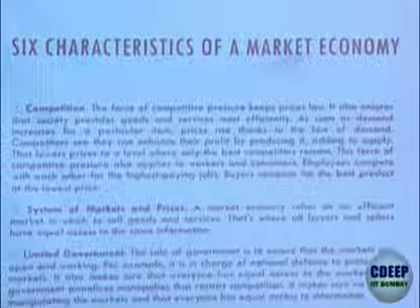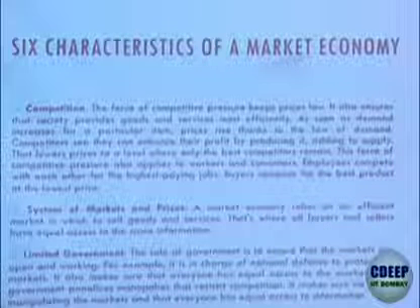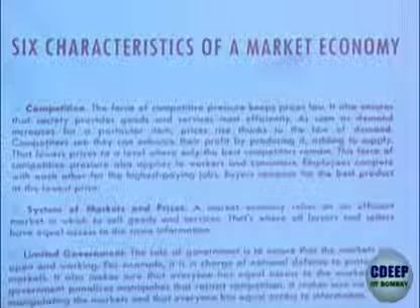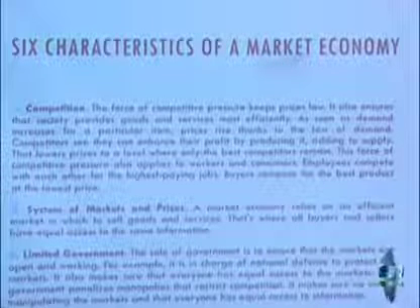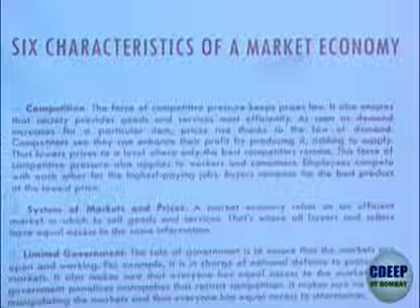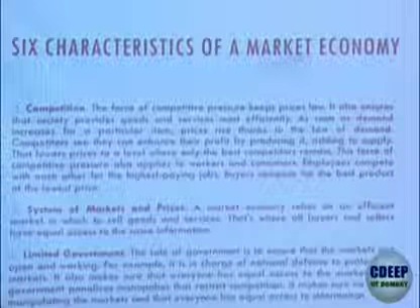So seeing that the competitors try to produce that good, that brings the price of that good lower, and this is how the law of supply and demand functions. And the third one is the system of markets and prices and the limited government that we already covered.